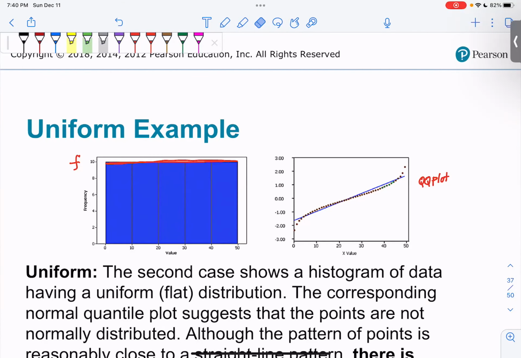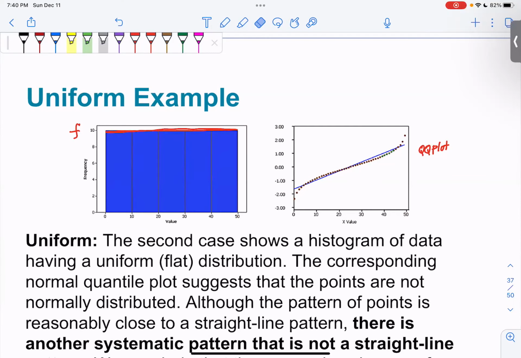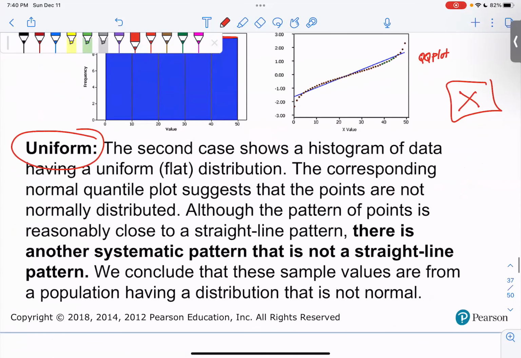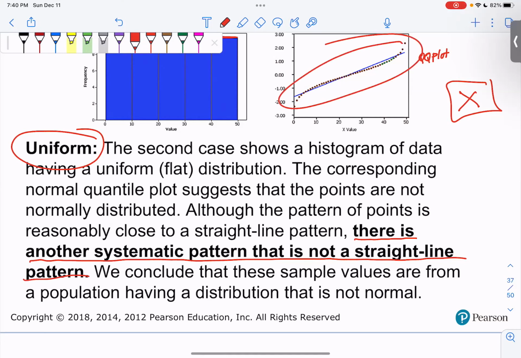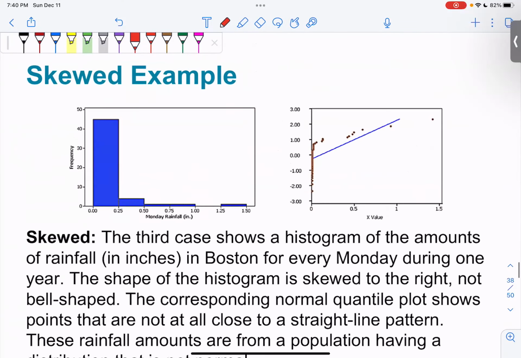It's not from a normal distribution, and also from the QQ plot, this one is not a normal distribution, or we can call it a uniform distribution here. There is another symmetric pattern that is not a straight line pattern, which is here, okay? The third one, if you look at the histogram here, is clearly somehow skewed to the right, which is like this, right?